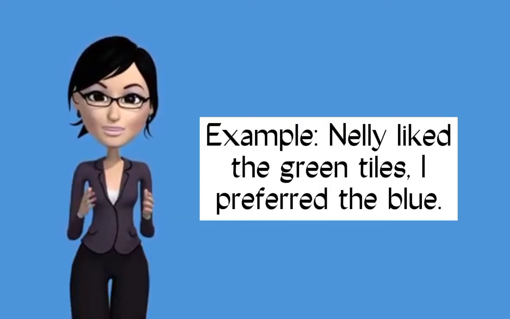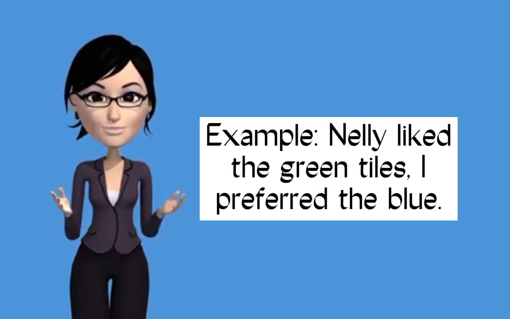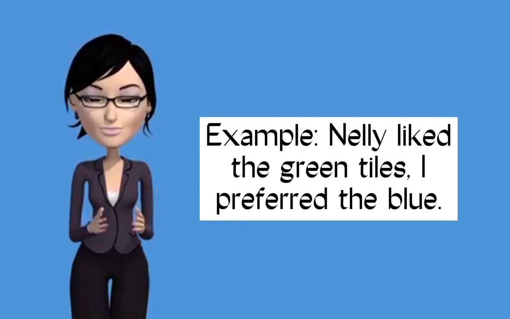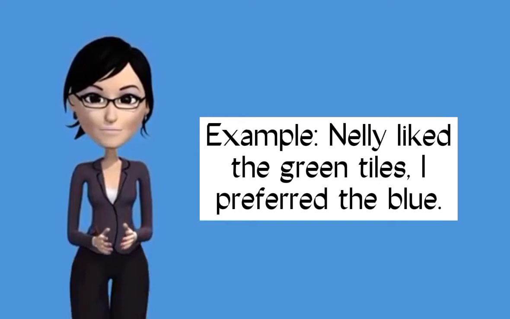Example: Nellie liked the green tiles, but she preferred the blue. This type of sentence is nominal ellipsis because the word tiles is omitted, which is a noun head word.